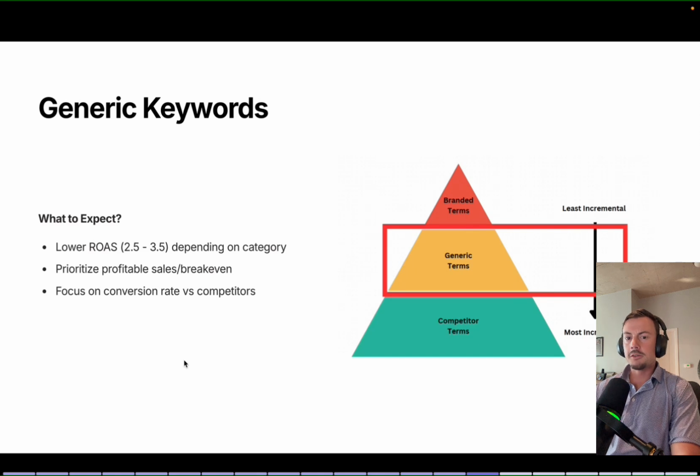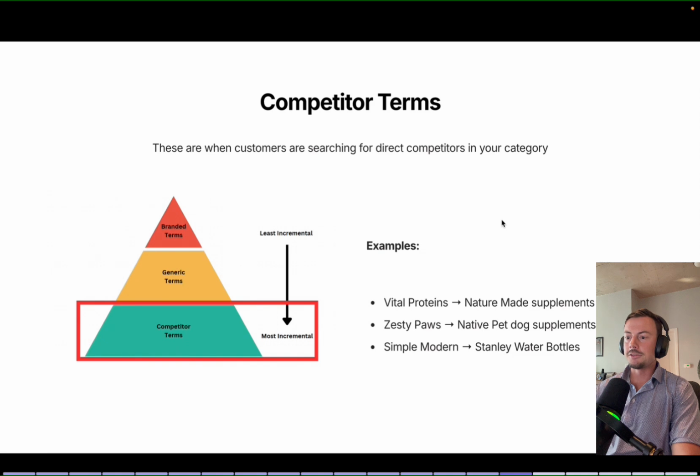But let's move on to my favorite strategy in this last bucket. So this is competitor terms. And this is when customers are searching for direct competitors in your category. So you're directly stealing a sale from your competitor and converting them to a customer of your brand.